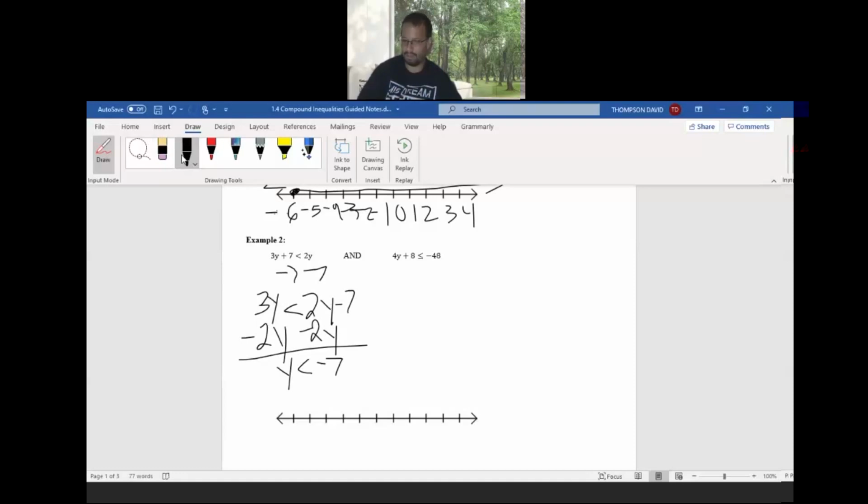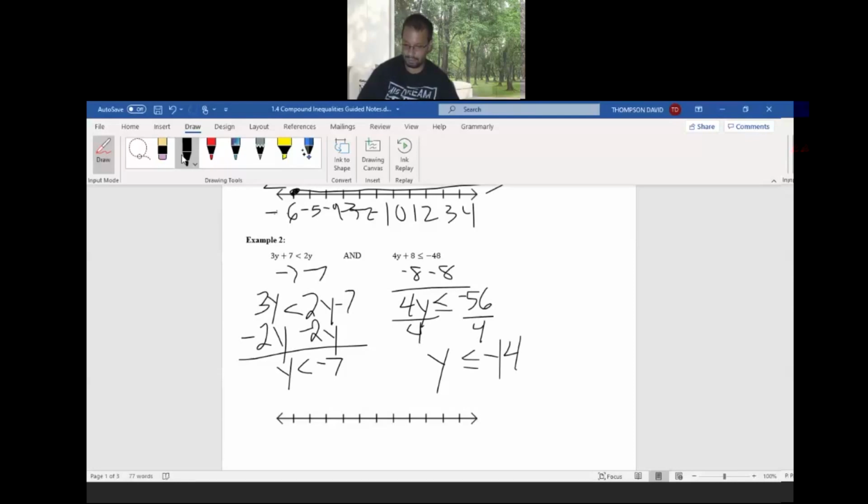And then on the right inequality, we're going to subtract 8 from both sides. We're left with 4y is less than or equal to negative 48 minus 8, which should be negative 56. Divide both sides by 4. And then do negative 56 divided by 4 to get y is less than or equal to negative 14.